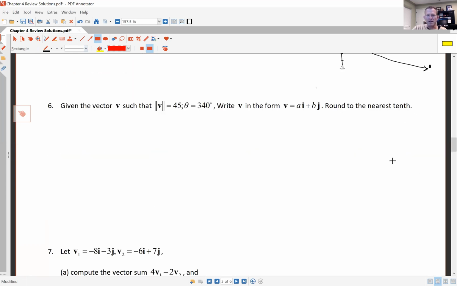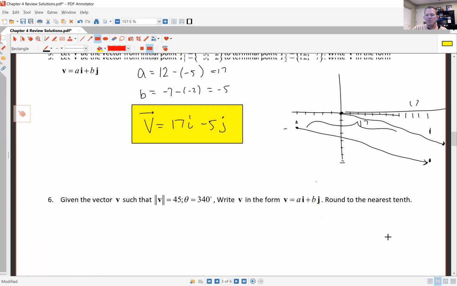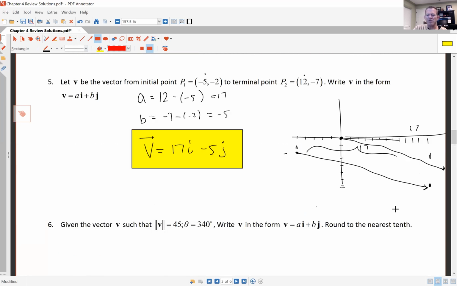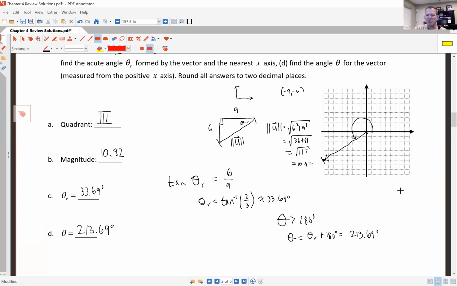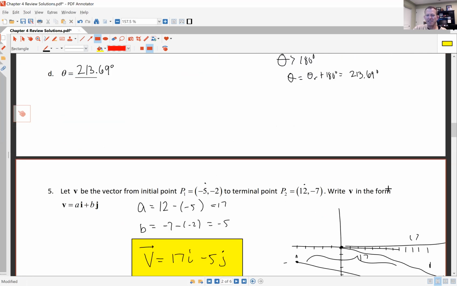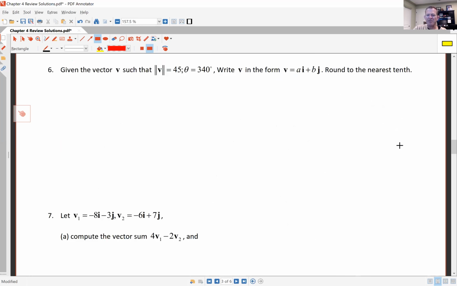Okay, so again, we can describe a vector in terms of its rectangular coordinates, out 17 and down 5, or we can define the vector by saying that its magnitude is 10.82 and its angle is 213.69 degrees. So that's what this one's saying. We've got a vector v whose magnitude is 45 units, but the angle on this is 340. So it goes all the way around past 270 to 340.